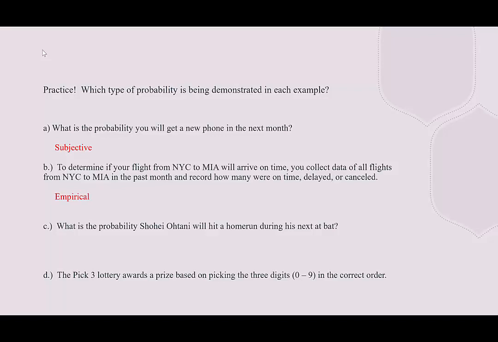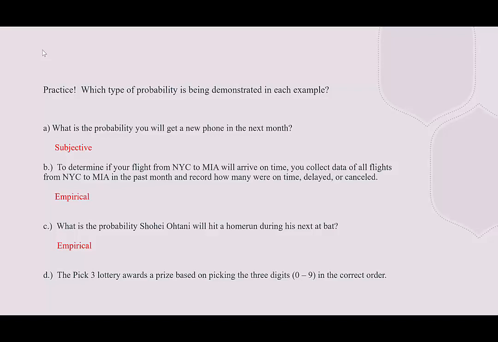How about letter C? What is the probability Shohei Ohtani will hit a home run during his next at-bat? This again would be empirical because we're looking at how many home runs he's hit, how many at-bats he's had in this season. And if you listen to the commentators, they might do against the pitcher that he's at-bat against, overall lifetime, how many home runs versus how many at-bats. So there's all sorts of different empirical probabilities that could be applied.